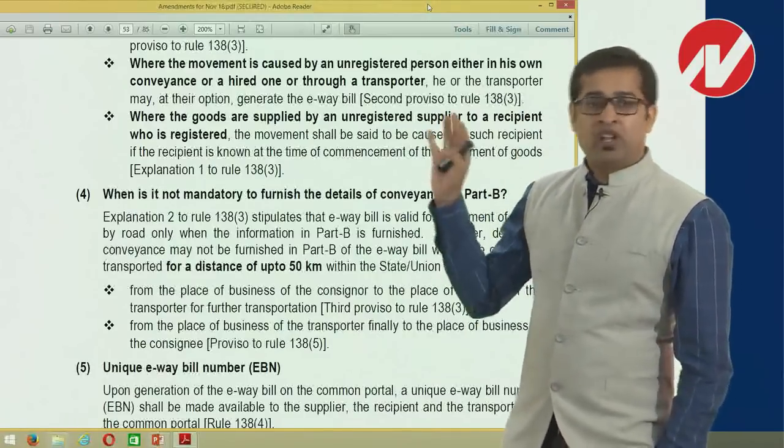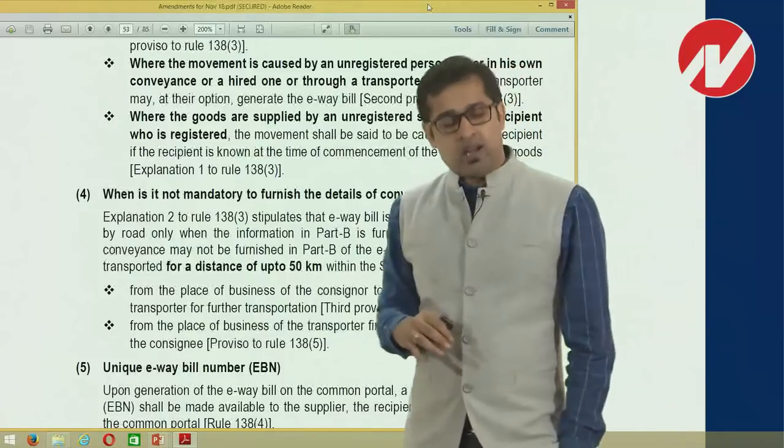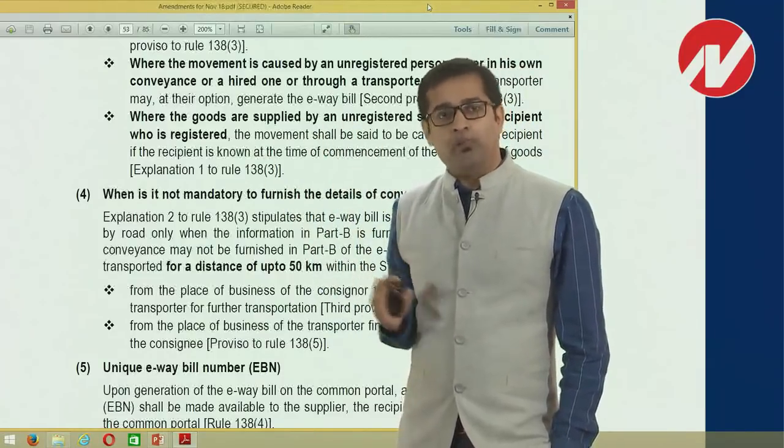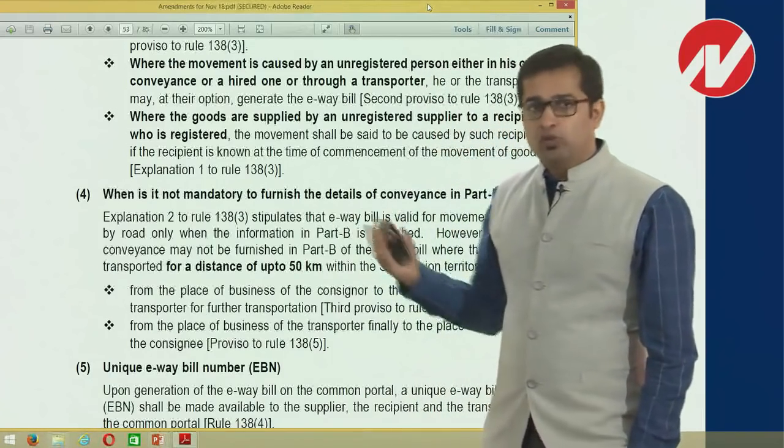सो ये सारे पॉइंट्स आपको ऑलवेज ध्यान में रखने हैं कि कौन सा बंदा ईवे बिल जनरेट करेगा और कैसे पूरा जनरेशन होगा. Let us talk about a few more provisions.